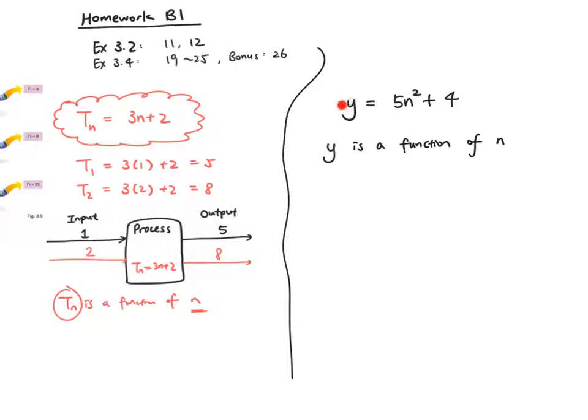For example, we write y equals to 5n squared plus 4. Then we can also say y is a function of n because we input the value of n and then I will get the output y. For example, if I put n equals to 2, actually we can put n as whatever value I like. When n equals to 2, then we'll write y equals to 5 times 2 squared plus 4, which is equal to 24. So this is also an input process output relationship where we input the value of n and then we will output the value of y as 24.